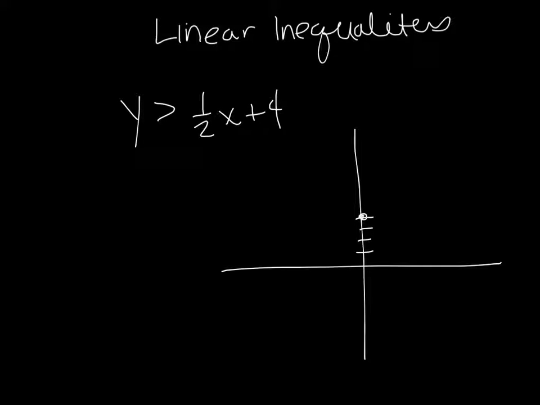I graph that point. My slope is a positive 1/2, so I go up 1 over 2, up 1 over 2. Otherwise I go down 1 to the left 2, down 1 to the left 2. Okay, now, it's not a solid line.